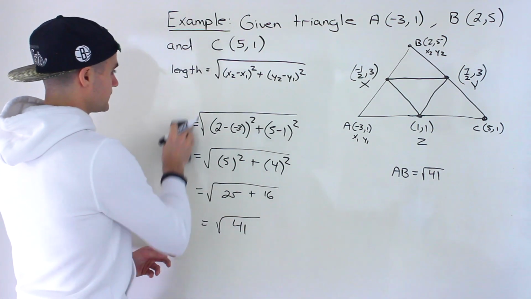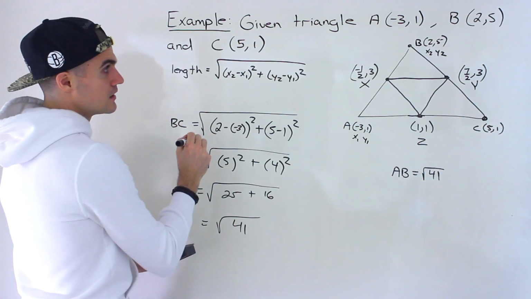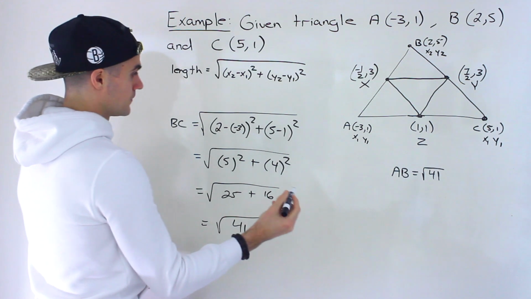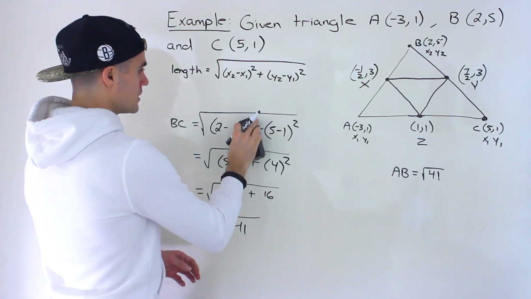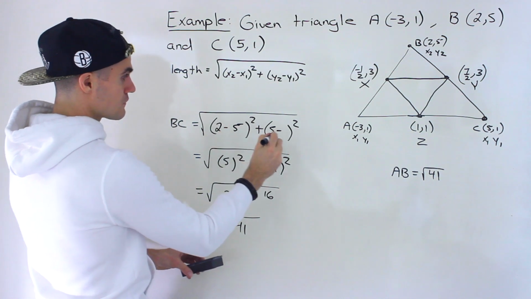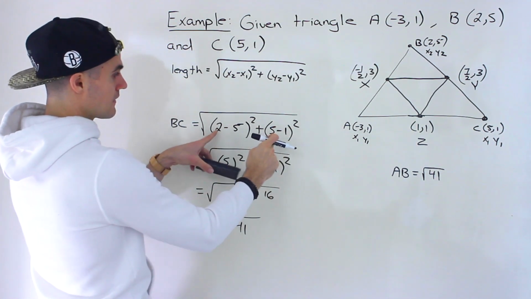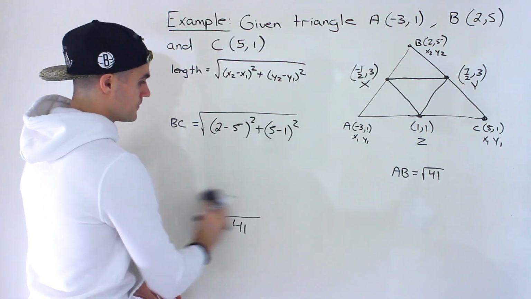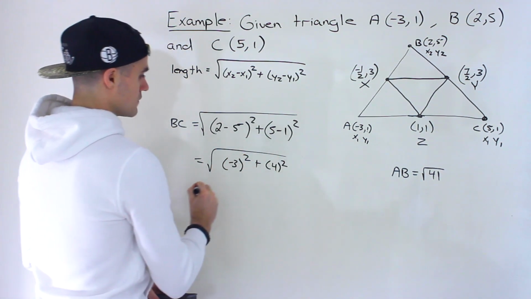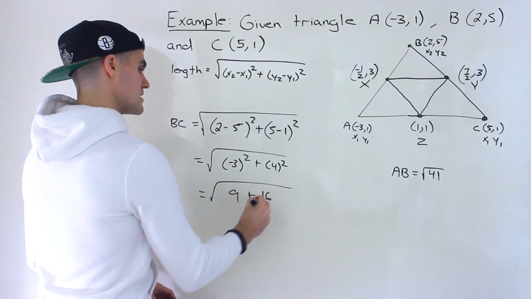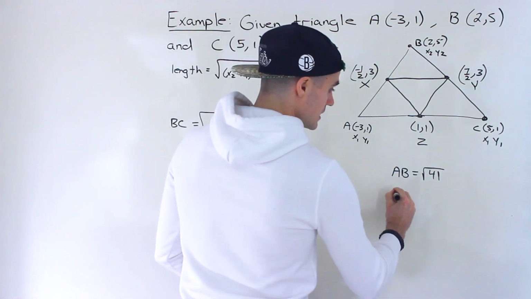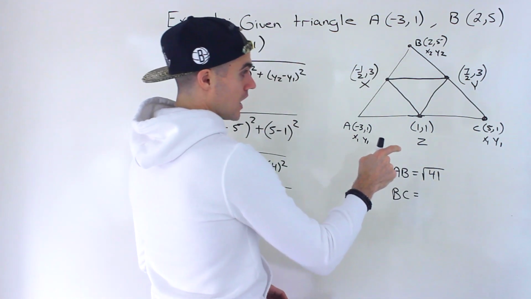So now let's find BC. And B we already have labeled x2, y2, so I'm going to label C as x1, y1. Right, so what would change is this coordinate, that's going to be the x1, and then this coordinate, that's going to be the y1. So the x1 is 5, and then the y1 is 1. Right? And then the x2, y2, it's still staying the same for B. So over here, we'd end up with negative 3 squared plus 4 squared, which would give us 9 plus 16, which would give us 25. Square root of 25 is just 5. Okay, so BC has a length of 5.